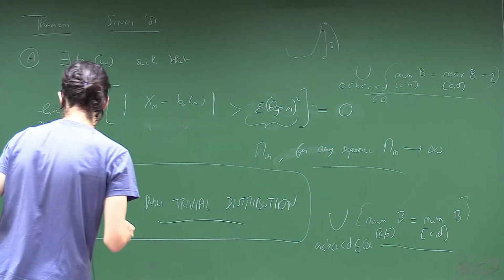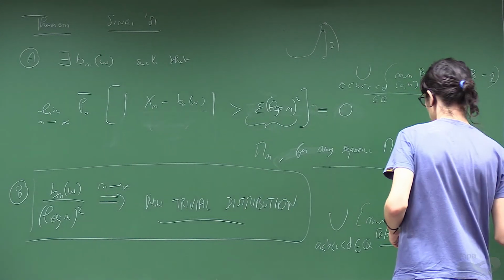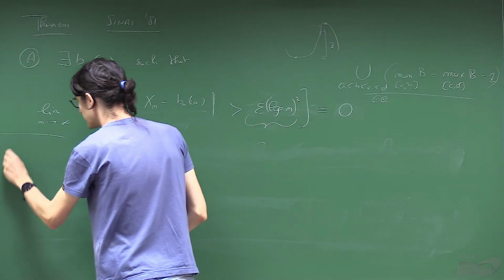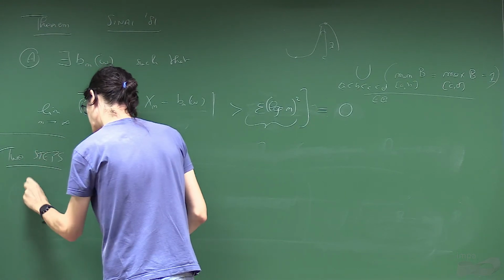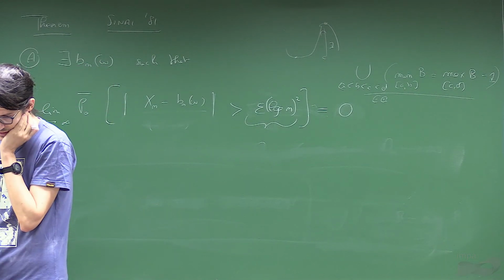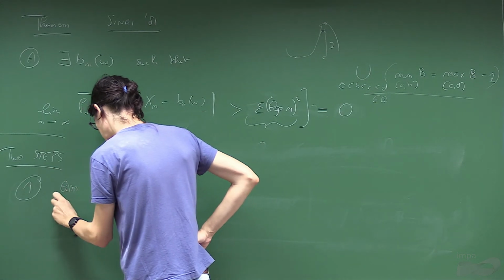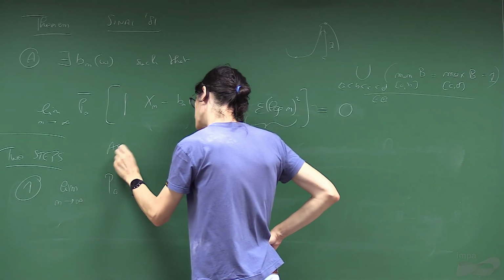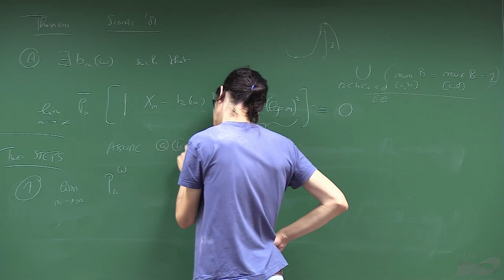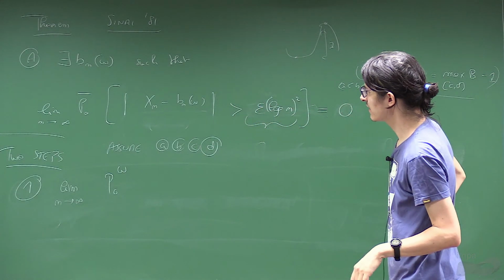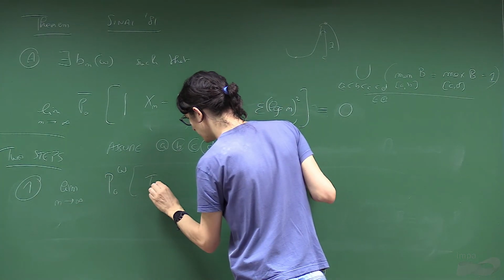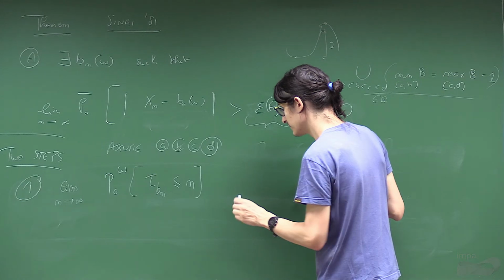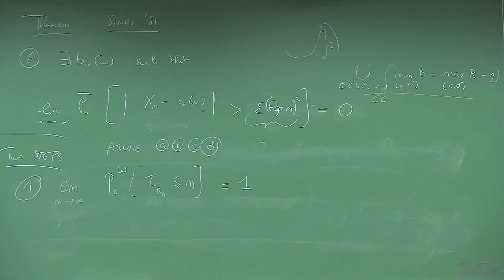Okay, so I will have two steps in the proof. The first one is to say that you reach Bn. So the limit when n goes to infinity of P0 omega, we are assuming A, B, C, D, yes, the limit of the hitting time to Bn is equal to 1. Okay, so you hit Bn.